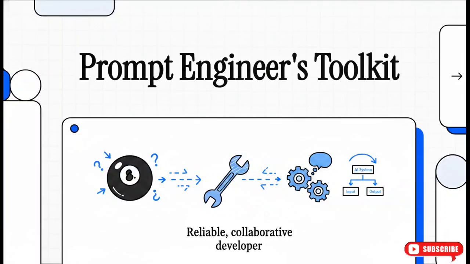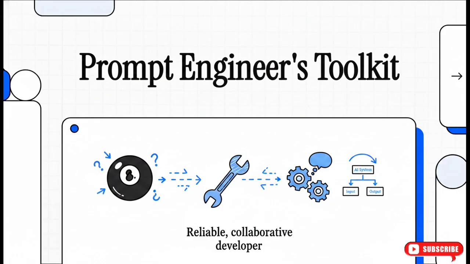All right, let's dive right into this explainer. Today, we're building your toolkit for transforming AI from, well, what often feels like a wildly frustrating magic 8-ball into a highly reliable, collaborative developer. If you've been struggling to get consistent, top-tier results from large language models, you're absolutely in the right place. We're cutting through all the general hype today.